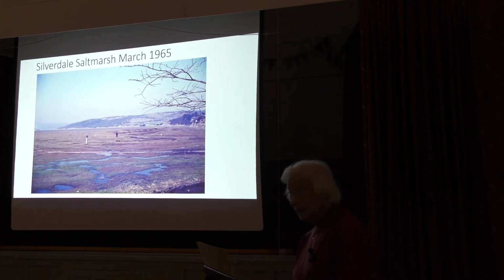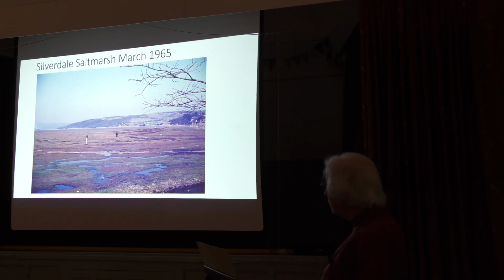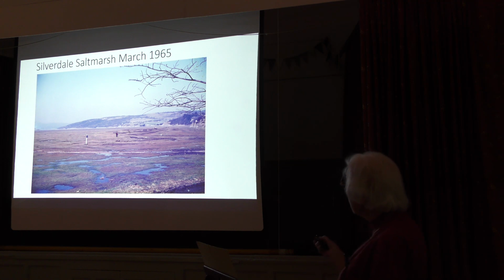Right, now having said this by way of introduction, I want to turn to the Kent estuary, and first of all we'll have a look at the Silverdale area. This is the Silverdale Salt Marsh as it was in March 1965. You won't see anything like it at the present time.